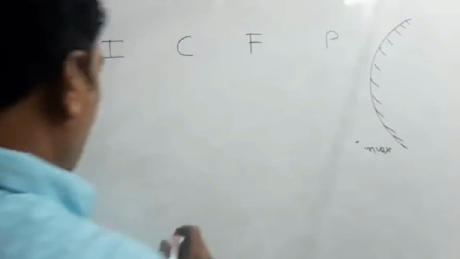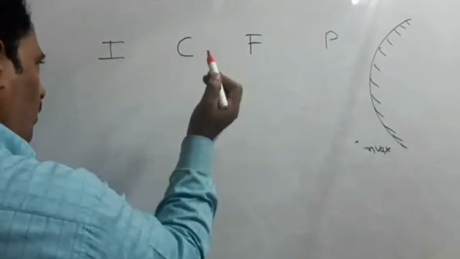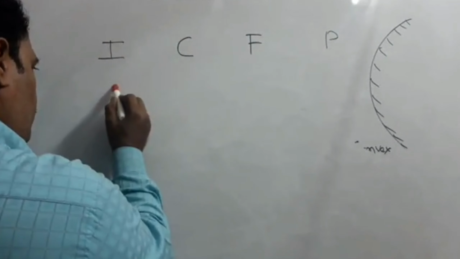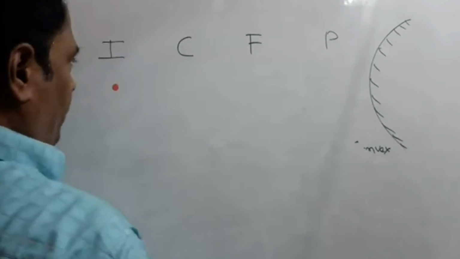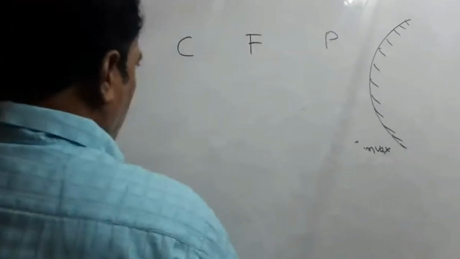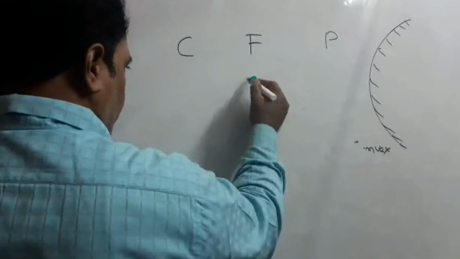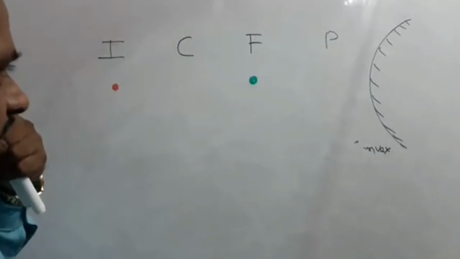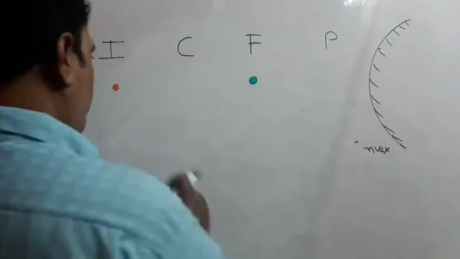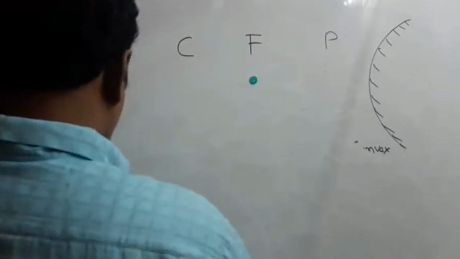For example, the first case: image formation for the object which is at infinity. I have taken the object at infinity, then compulsorily you are able to get that image at the principal focus. Image at principal focus. Therefore this is the object and this is the image.